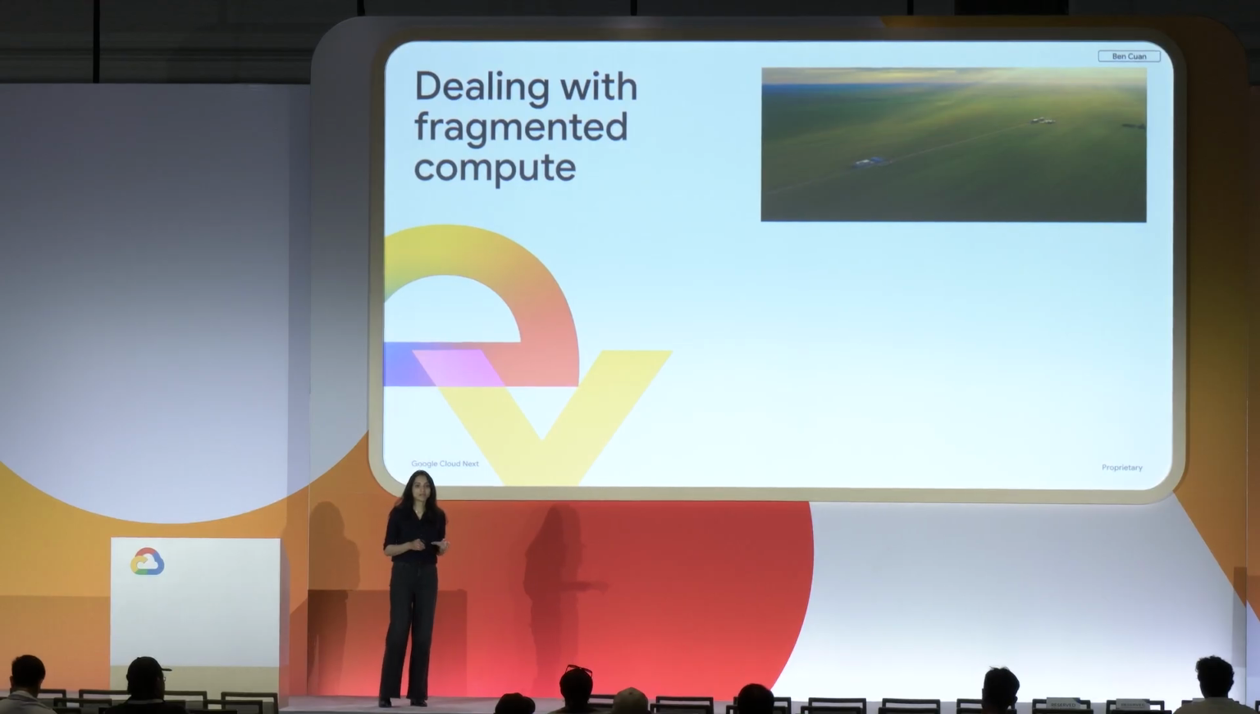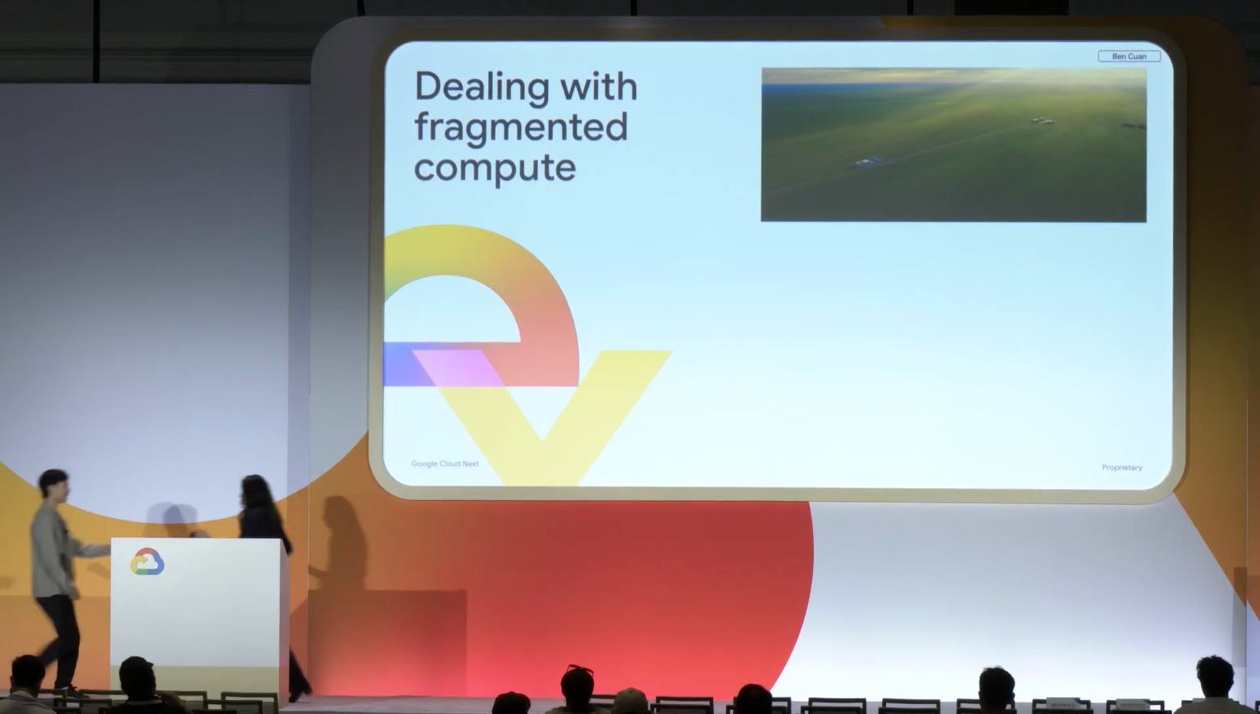This is just one example of spatial heterogeneity, but Ben will share more about how Reve handles it. Cool.